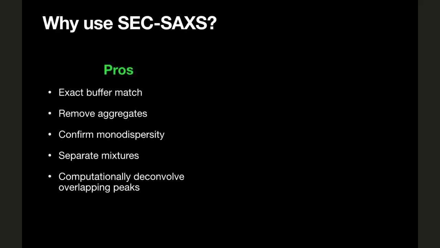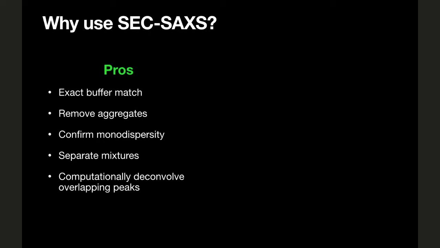So why would we go to the trouble of doing SEC-SAXS? There's actually a lot of advantages, and I think people maybe didn't appreciate this so much when they started, but you get an exact buffer match from SEC, which means you'll get very good buffer subtraction, and that can be really helpful. The SEC column is great for removing aggregates, which are a common pitfall in SAXS, in that you have some aggregated stuff that's hard to remove.